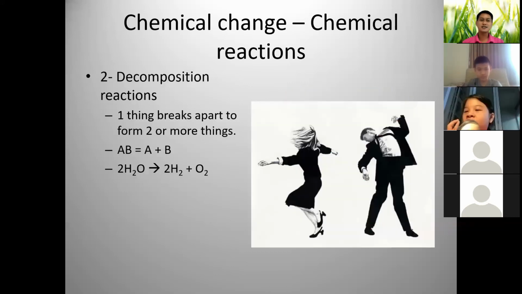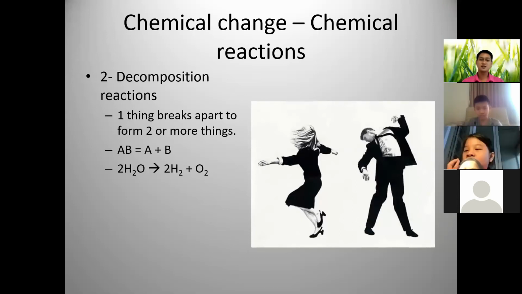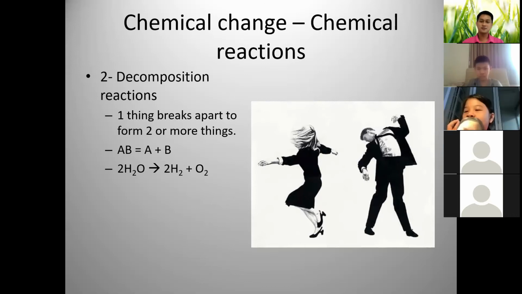The second one is decomposition reactions. One thing breaks apart to form two or more things. So it's the opposite of composition. So AB equals A plus B, and 2H2O to 2H2 plus O2.